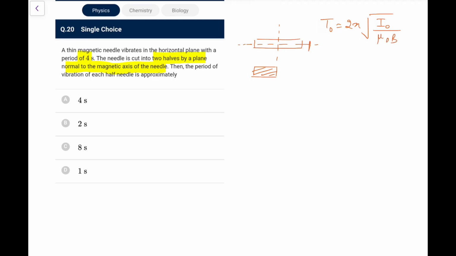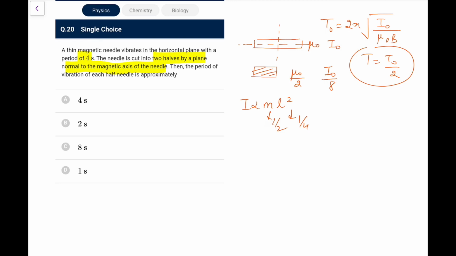Now if this was mu naught and this is I naught, now it will become mu naught by 2, and because I is proportional to ml square, here m is half, l is half, so it is 1 by 4, so it will become I naught by 8. So if you do this, the time period would be equal to t naught by 2, so that is going to be 2 seconds. So you can directly remember, if you cut it like this into n equal parts, the time period becomes t naught by n. If you cut it like this, nothing happens, the time period remains the same.